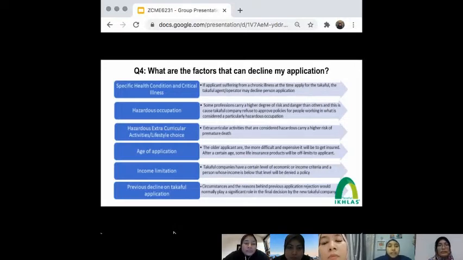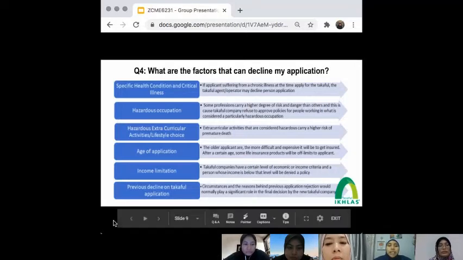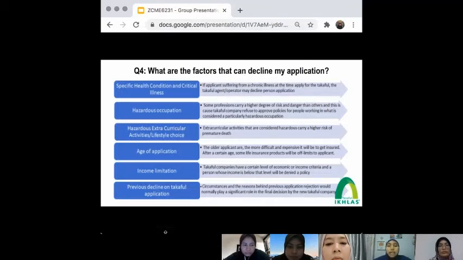Okay, so the second one is hazardous occupation. Some professions carry a higher degree of risk and danger than others, and this is because Takaful companies refuse to approve policies for people working in what is considered a particularly hazardous occupation, such as construction labourers, electric power line installers and repairers. Okay, the third one is in terms of hazardous extracurricular activities or lifestyle choice.